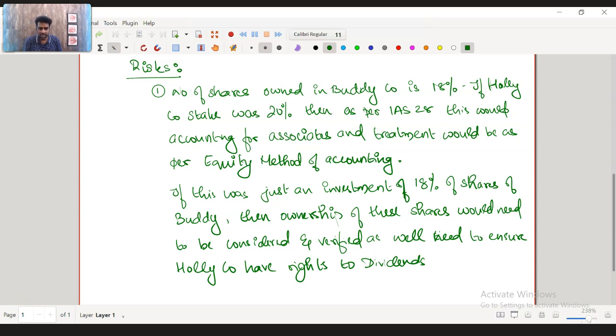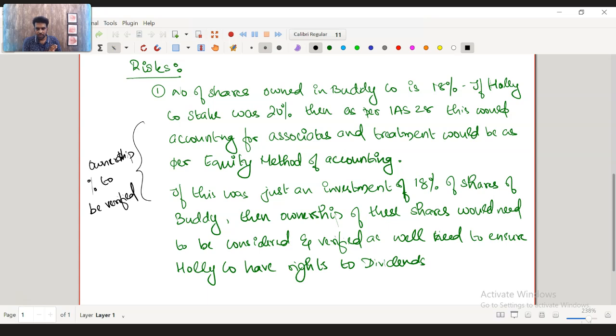Let's say for example, the shares of 18% is just a mere investment, but if it is more than 18%, then it will come under investment in equity and investment. So we need to verify the ownership percentage. That's what we are trying to tell you. So based on this, the ownership percentage needs to be verified.